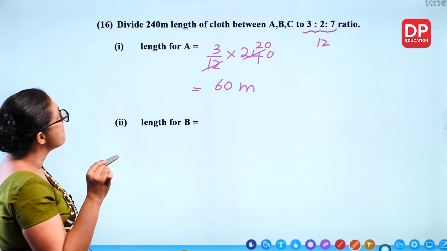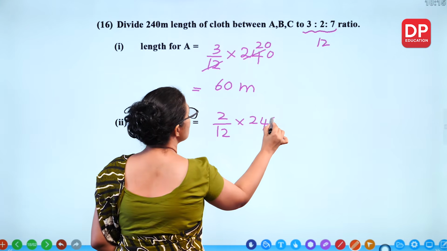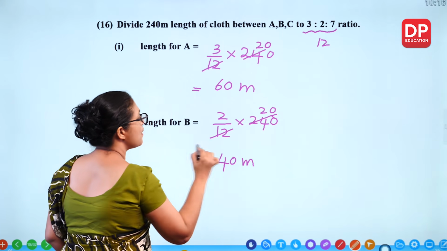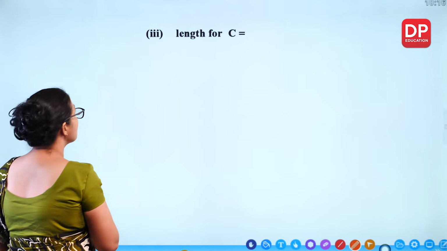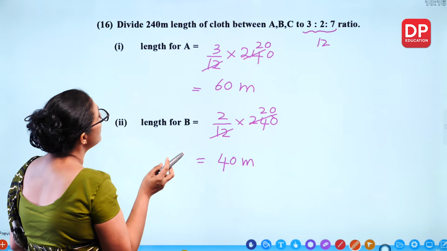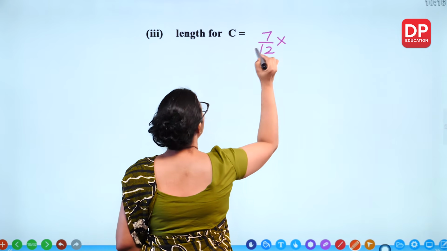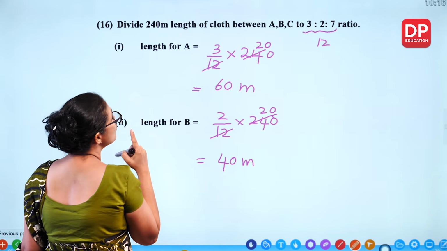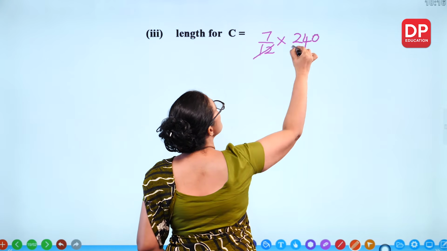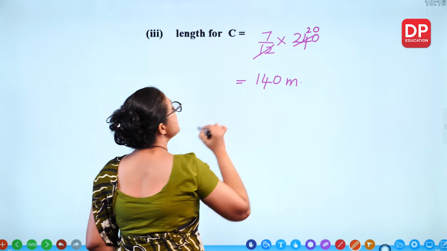What about the length for B? 2 parts out of 12 times 240. So you get 20 times 2, that's 40 meters. And the length for C, what's the fraction? 7 over 12 times, what's the total length? Total length is 240. So 12 times 20, 7 times 20, you get 140 meters.